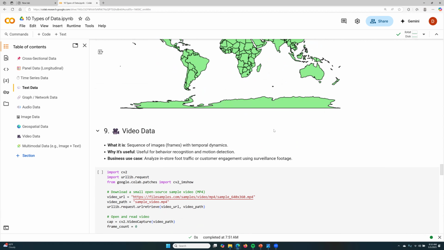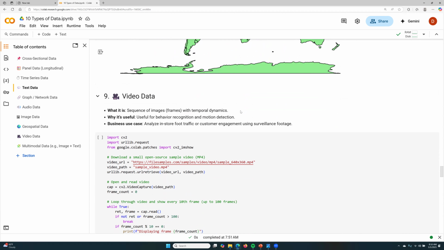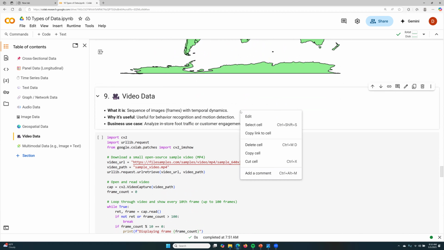Moving on to the ninth is video data, and it's basically a sequence of images, frames with temporal dynamics. So basically a time series, and it's useful for behavior recognition and motion detection. We could use it in store foot traffic or customer segmentation, customer engagement using surveillance footage.